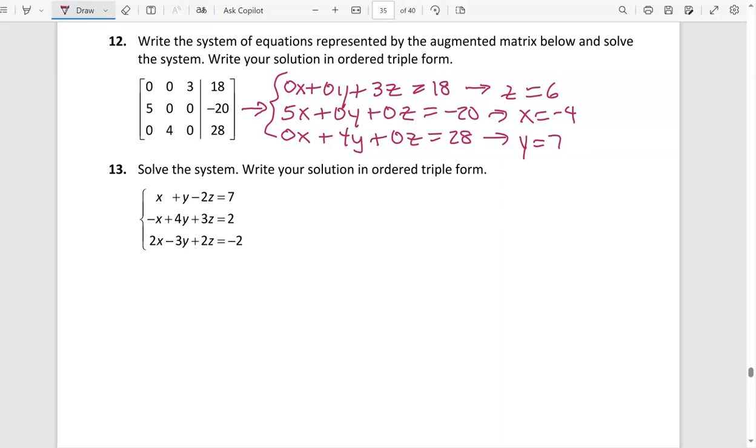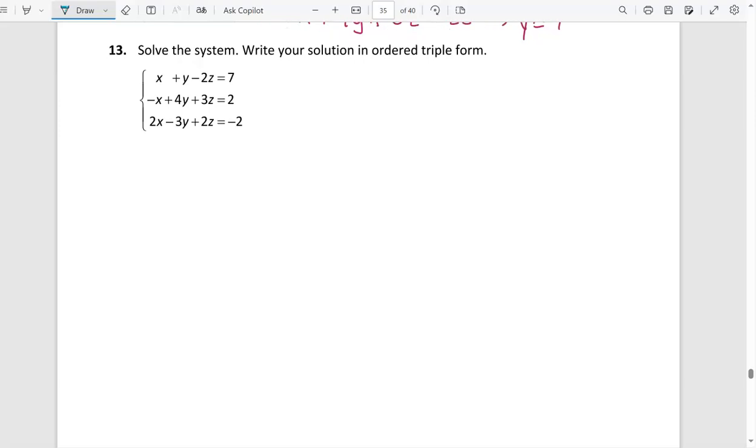And so when you write this in ordered triple form, don't forget it has to be in order. X is -4, Y is 7, and Z is 6. And that's the solution to our system of equations. And you can write the system without the 0 coefficients in there if that makes it easier. Just 3z equals 18, 5x equals -20, and 4y is equal to 28 are the three equations.